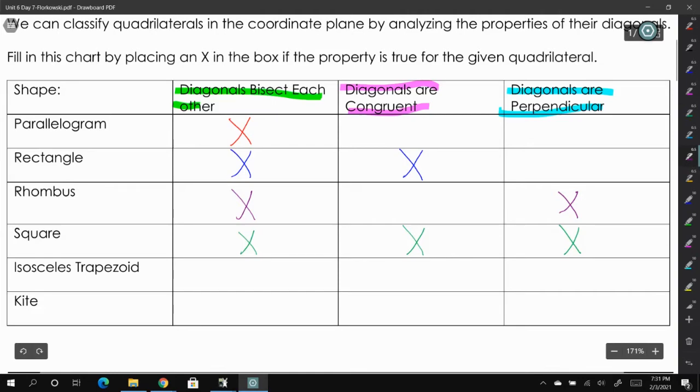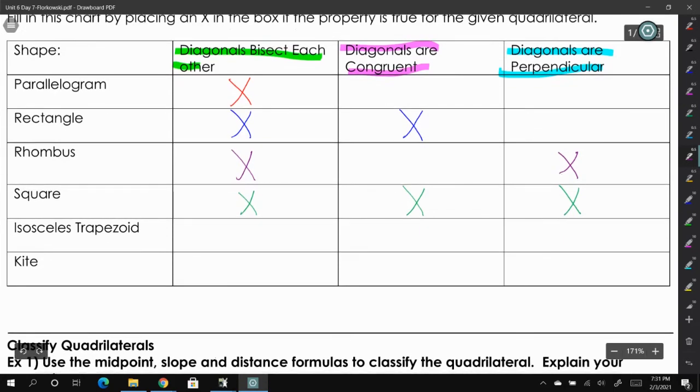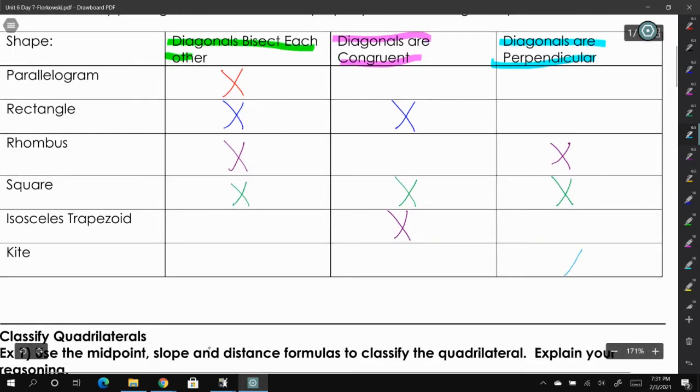So then we go to the isosceles trapezoid. The isosceles trapezoid is not a parallelogram, so the diagonals do not bisect each other, but in an isosceles trapezoid, the diagonals are congruent, but the diagonals are not perpendicular. And then finally, the kite's not a parallelogram, so the diagonals don't bisect each other. The diagonals are not congruent, but they are perpendicular.